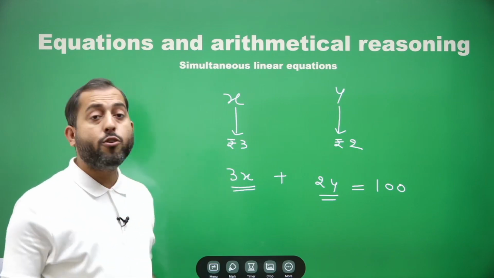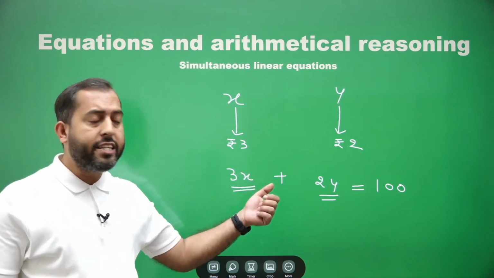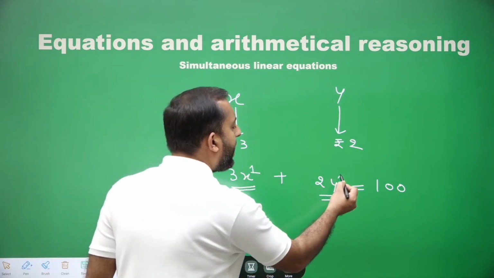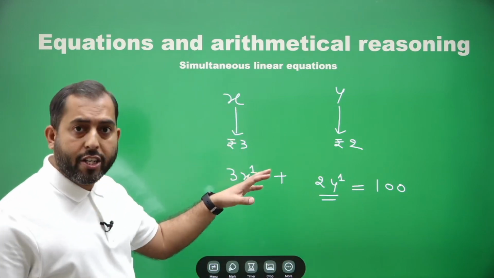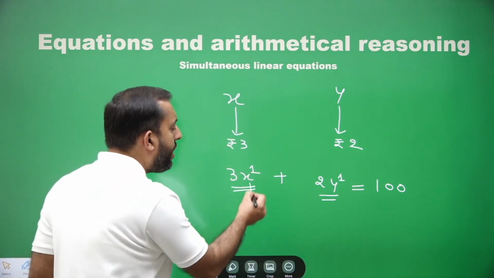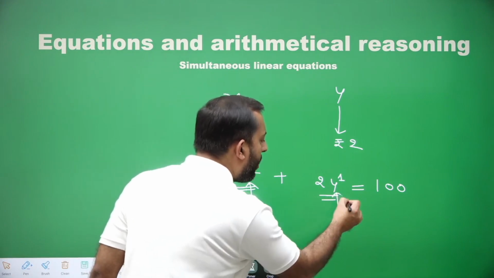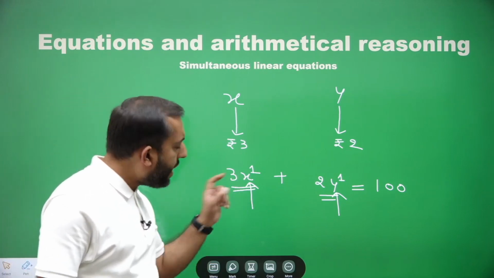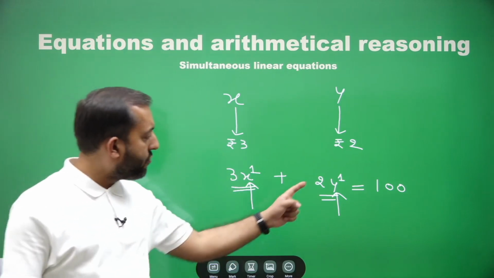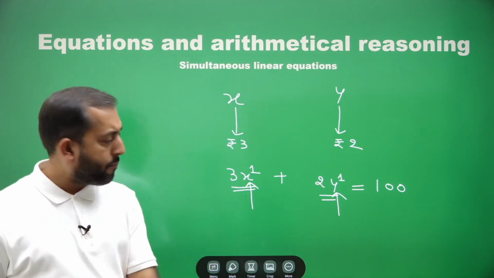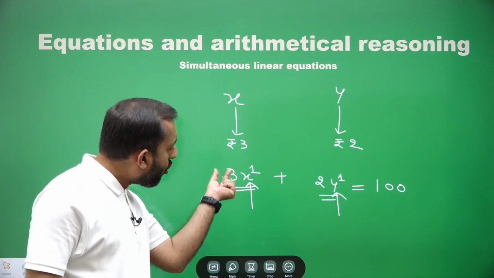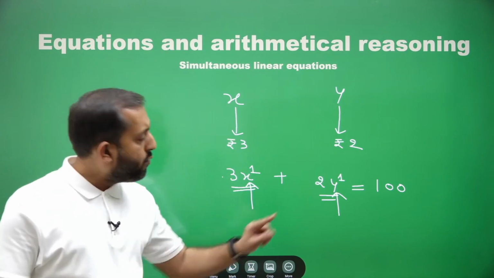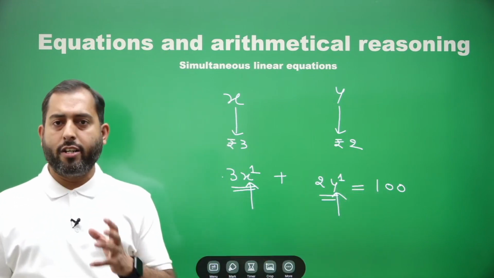Now, what is this? This is your linear equation. Why is it linear? Because here the power of X is 1 and the power of Y is 1. When the variables in an equation have power equal to 1, that kind of equation is called a linear equation. X is the variable, and Y is also a variable. 3 is the coefficient of X. 2 is the coefficient of Y. And this 100 is your constant term.